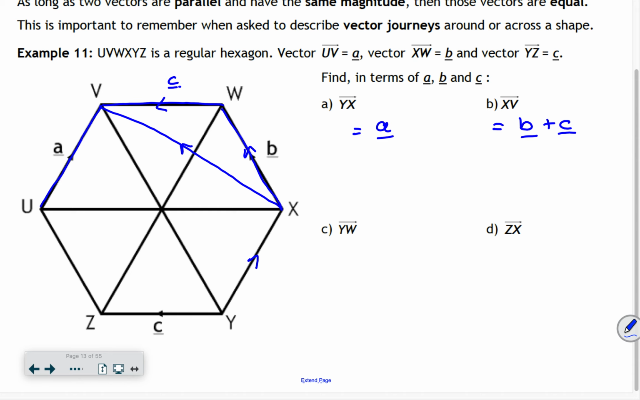YW is the same as travelling along from Y to X and then from X to W. So that's going to be vector A and that's going to be vector B. So I can say that YW is the same as saying A plus B.